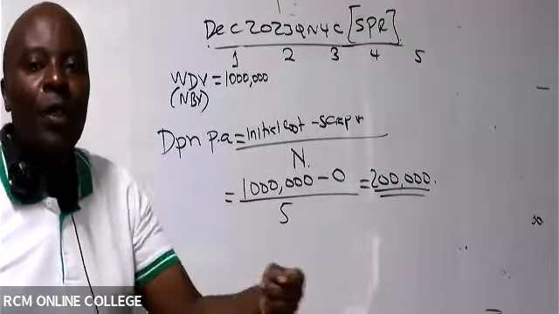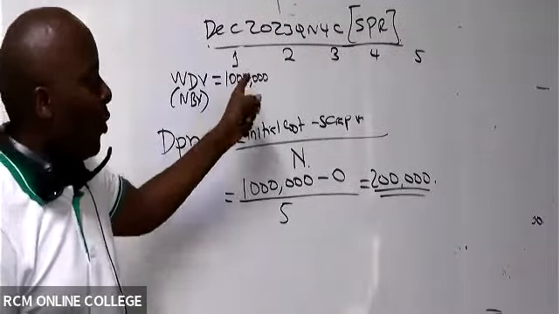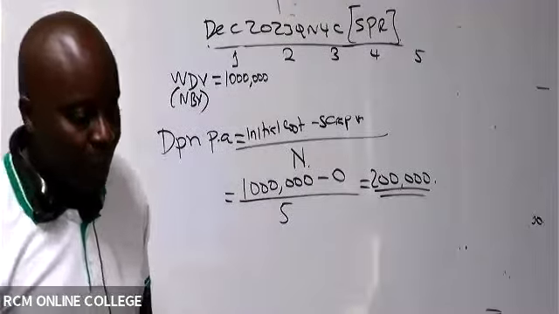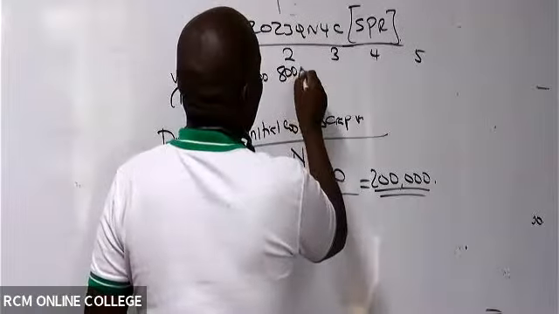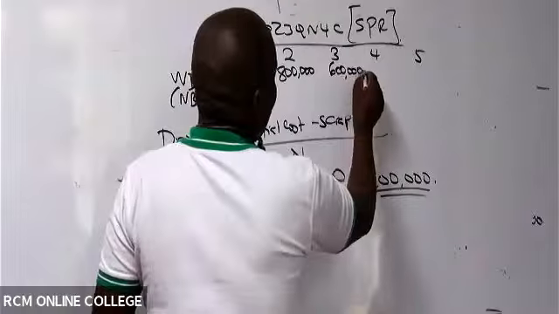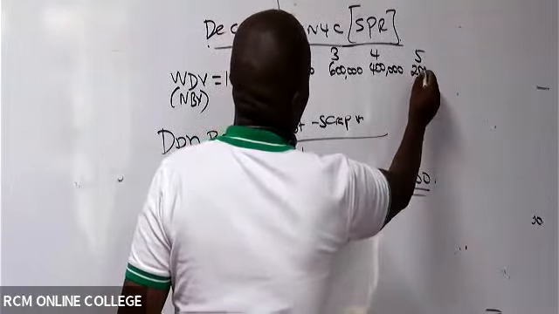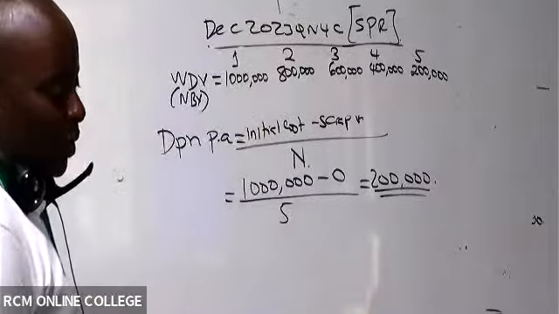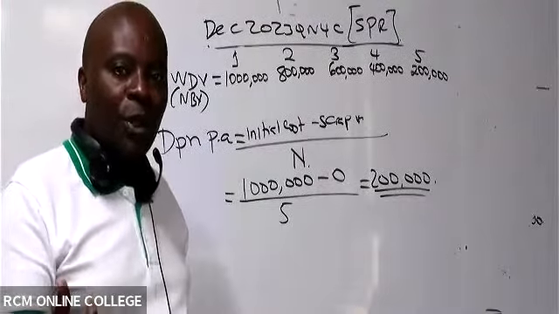So at the beginning of year 2, it will be worth how much? Somebody take away 200,000 from 1 million. It will be worth 800,000. And you keep on doing that throughout. So 800,000, 600,000, you are deducting 200, 200, 400,000 at the beginning of year number 5. This will be 200,000 at the beginning of year 5. At the end of year 5, we expect the thing to scrap at zero.